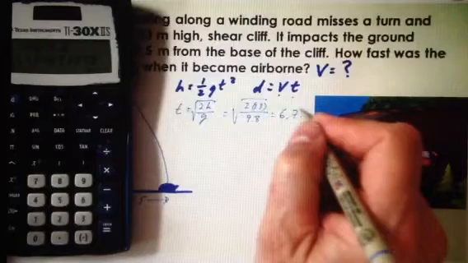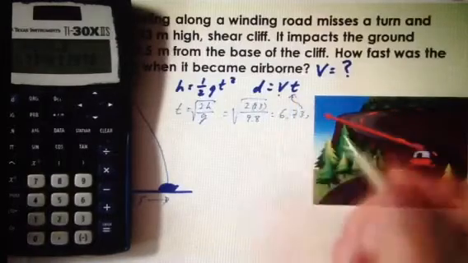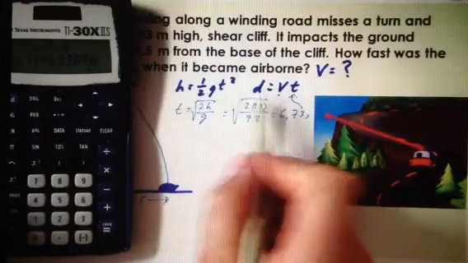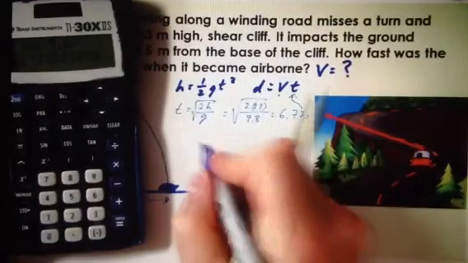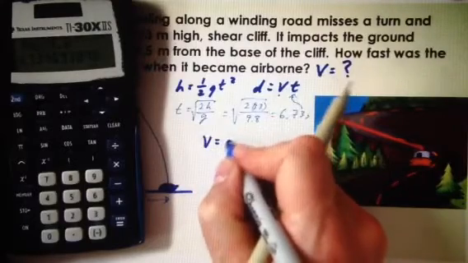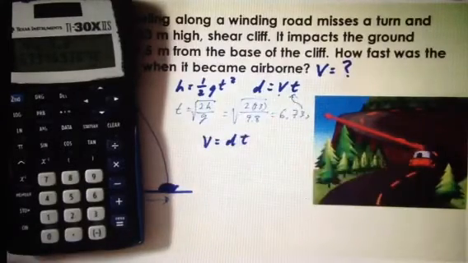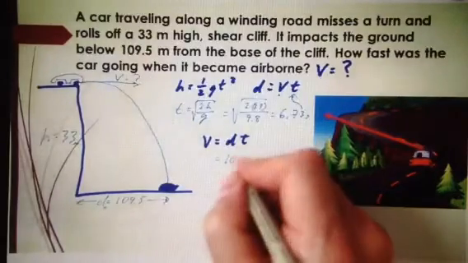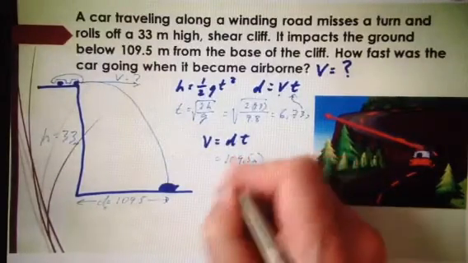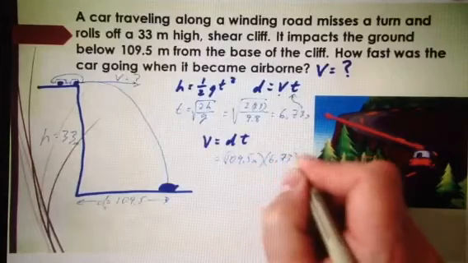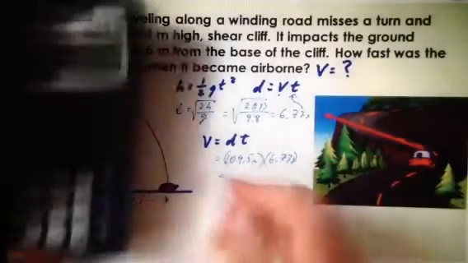And I will take my seconds here and plug them into this equation. Let me rearrange this equation, because right now it's solved for d. I want to solve it for v. So I'll rearrange this and say that v is equal to distance divided by time. So I'll plug my numbers in. My distance, I know that it went 109.5 meters. That was my range. And it did it in 6.73 seconds.